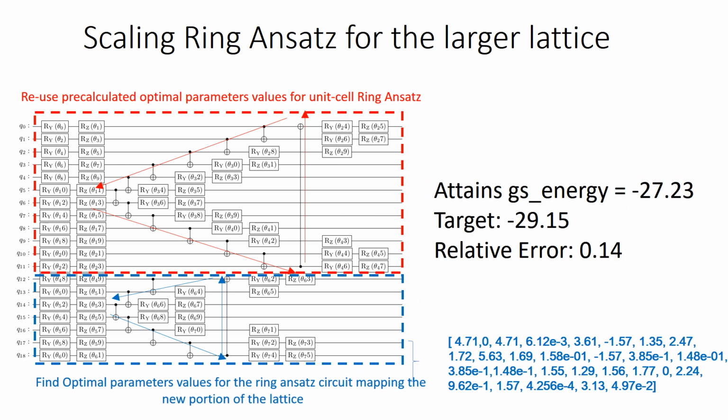As a result, I was able to attain the ground state energy, minus 27.23, which is not too far away from the target value. However, the relative error is slightly higher, which I believe can be reduced to an acceptable limit as part of my future research work. The corresponding optimal parameter values of the lower half of the circuit are shown here.